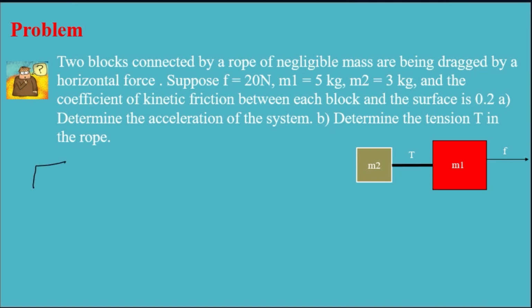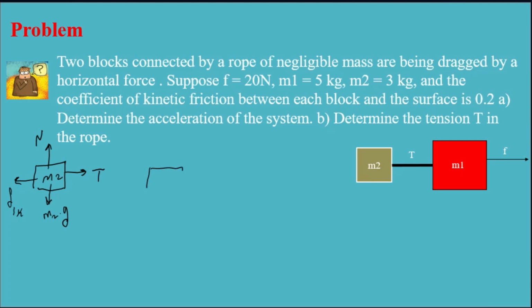So for M2, what I have is the gravity, right? It's M2 times G. Then there is the normal force, and the tension in the rope, which I'm going to show as T. And also there is a friction force. I'm going to show it as F1K. The friction force is always going to be opposite to the motion. So if the two blocks move in the positive direction, my friction force is going to be in the negative direction.